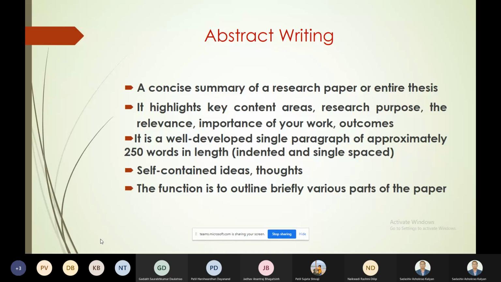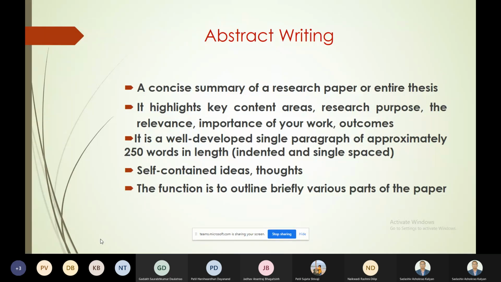Okay. So now you all are doing your post graduation. Now you can also publish your papers. So that's why abstract writing is considered as one of the important parts of our professional life and of our academic life. Okay.